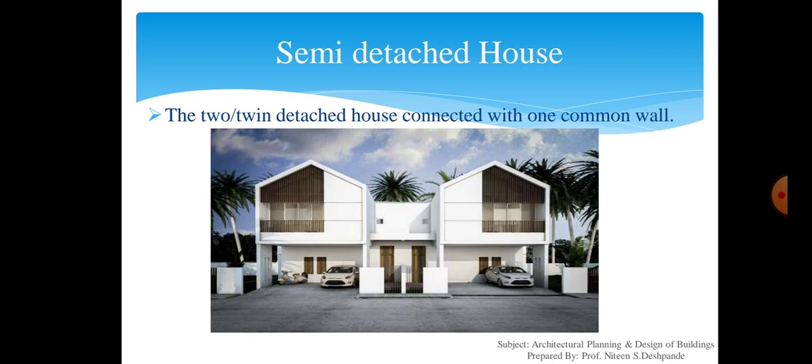The second type of residential building is the semi-detached house. Two or twin detached houses connected with one common wall are called a semi-detached house, which is shown in the picture. These houses have open space on three sides. In the image you can see that one wall is common for the two houses. This type of house is called a semi-detached house or twin bungalow.